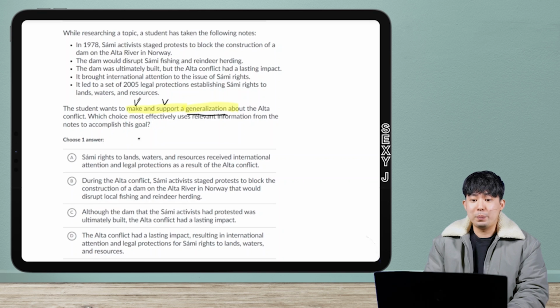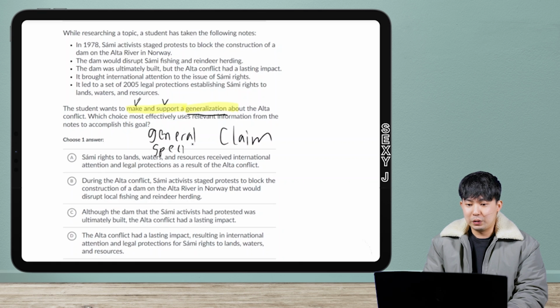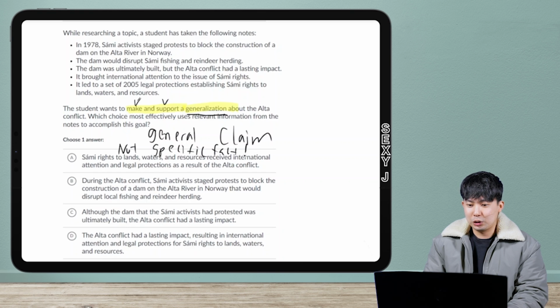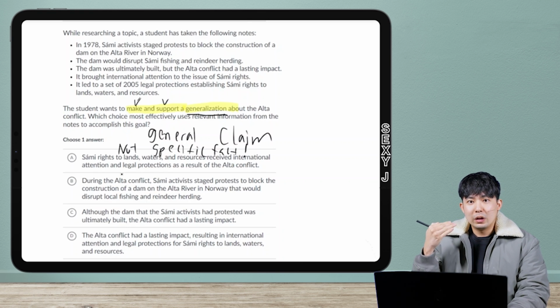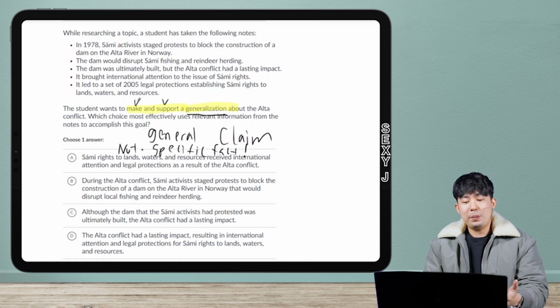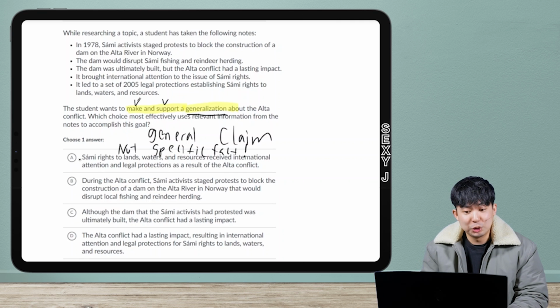Generalization on the SAT means a general claim. So that means I am saying this is how this stuff is. Therefore, this general claim is not going to be a specific fact. It's not a specific fact, okay? I'm even going to put an exclamation mark to emphasize this. So with that, Sexy J subscribers, you guys probably already kind of got the point. If you look at A, B, C, D, which ones have a specific fact?